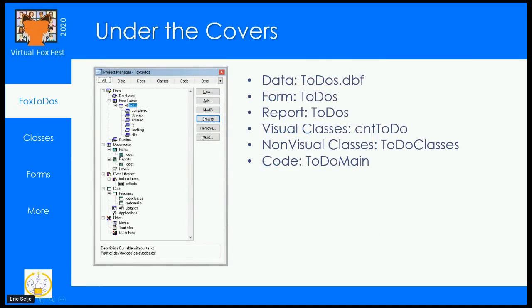Behind the scenes, it's a table, like I mentioned. It's one form, one report. That's done with Report Wizard, actually. There's that custom control container and a visual class library. I wanted to show both kinds of class libraries so you can get a feel for converting both of them. Over here is the non-visual classes, the to-do classes, and we're going to spend most of our time today in the non-visual classes, converting those over, because that's really the core of our application. And then there's the simple code that gets us up and running, kicks off the form and all like that.